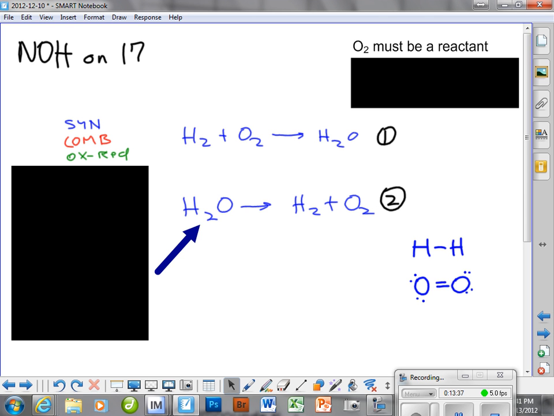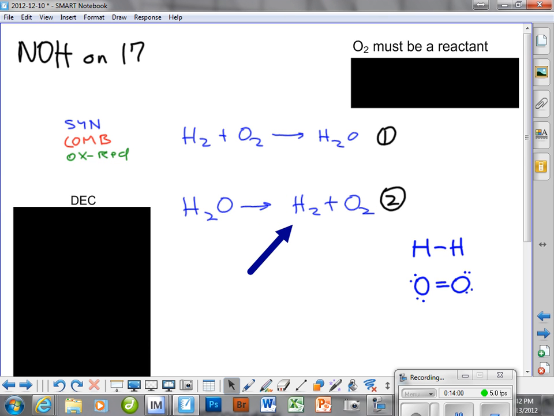Okay, what kind of reaction is this? Decomposition. It is decomposition, and why is that? How do we describe decomp? One forms two. Yes. So the one is water, and the two is hydrogen and oxygen. So these two reactions are the opposite of each other. So decomposition and synthesis are opposites.